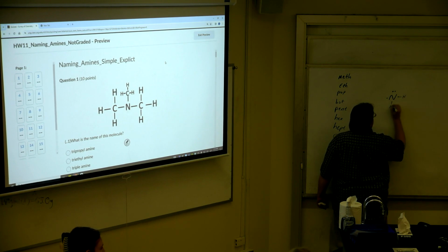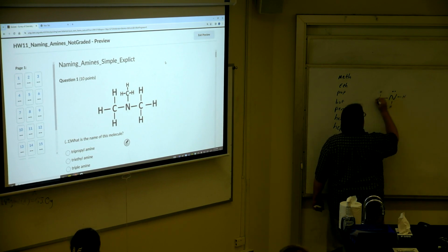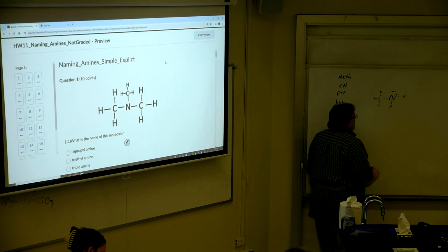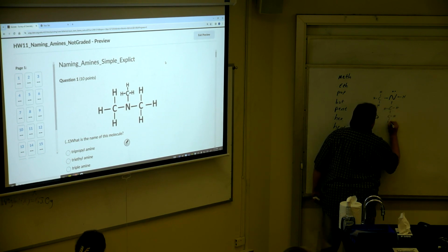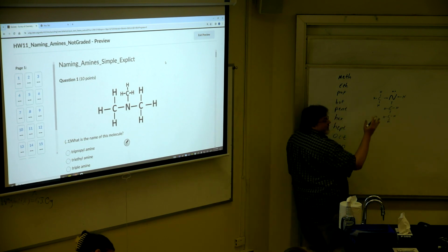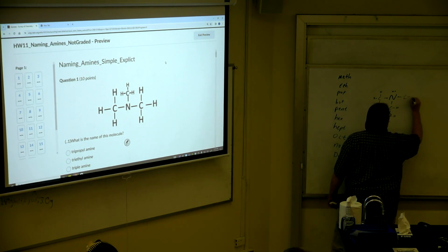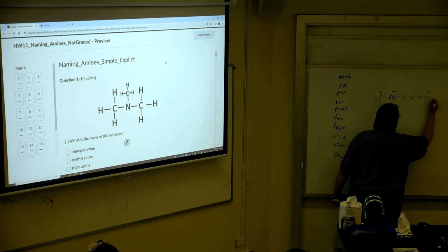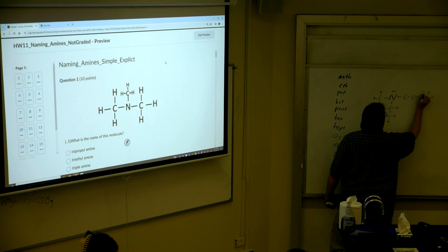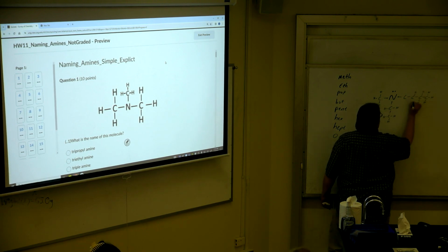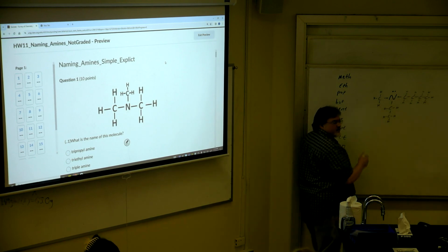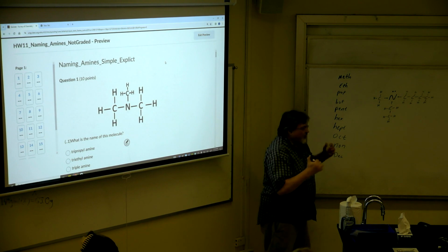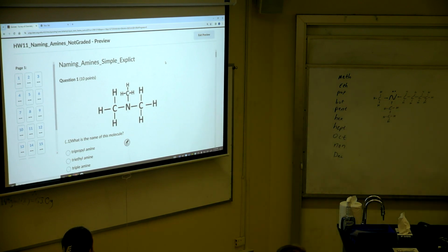If 2 of these are H's and one of these is some kind of carbon chain, I'll just make it really short. That's an amine. That's another amine. There's another amine. So you can have H's or some hydrocarbon fragment on any of these spots. And when you name it, it's actually very straightforward.